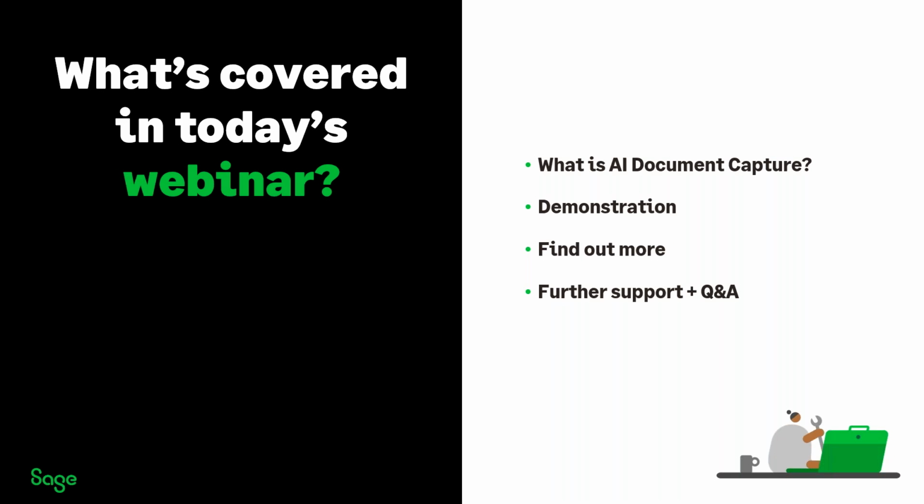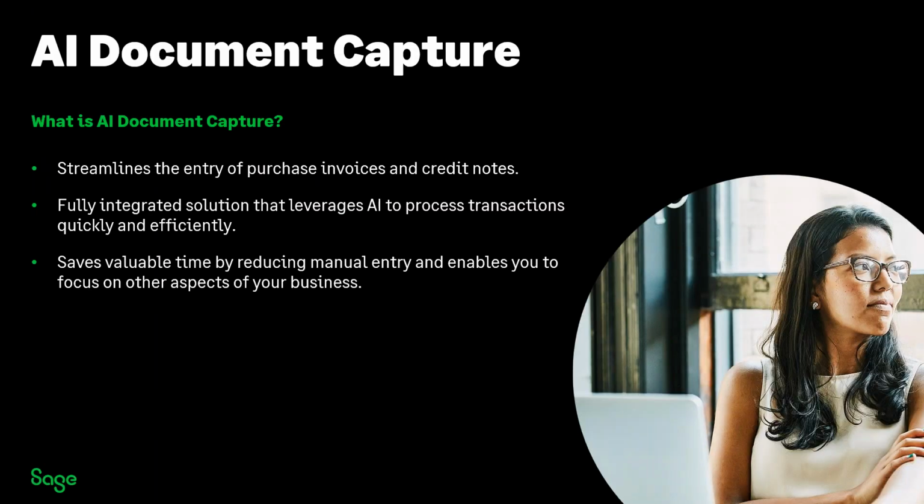So let's start with a brief introduction to what AI document capture actually is. Now, some of you may have come across AutoEntry. It's a product that you have access to as part of your subscription for Sage 50 accounts. And this is, I suppose, a cut down version. The idea of this is it streamlines the entry of purchase invoices and credit notes into Sage 50.